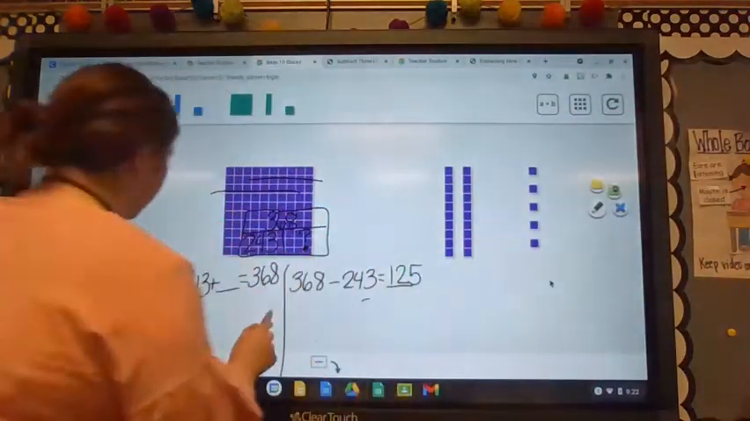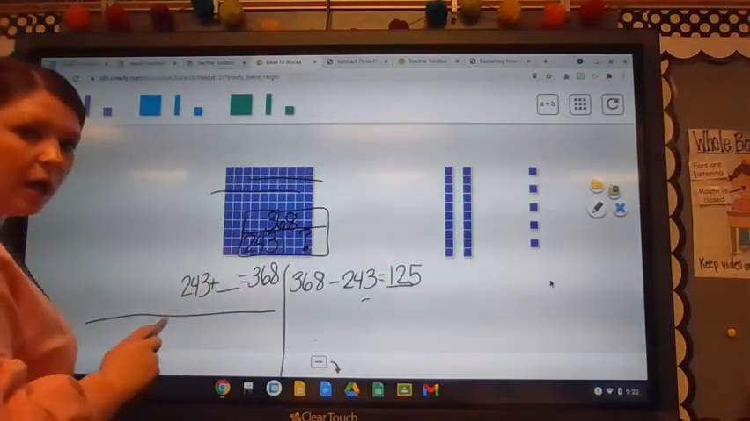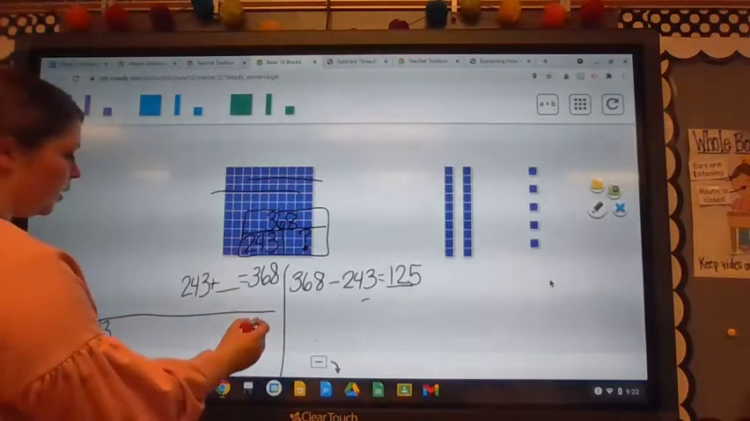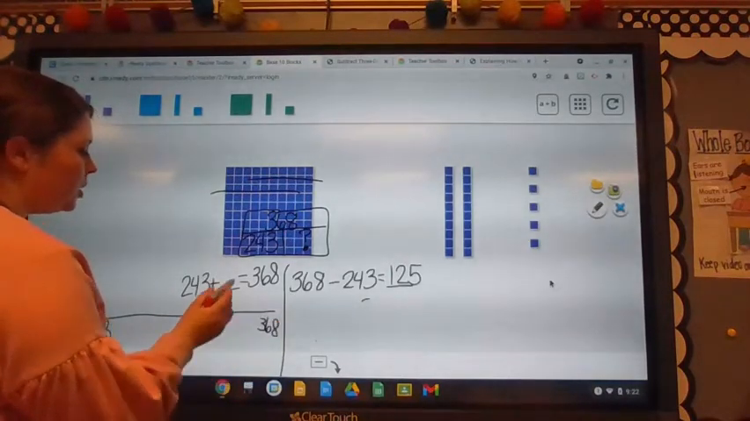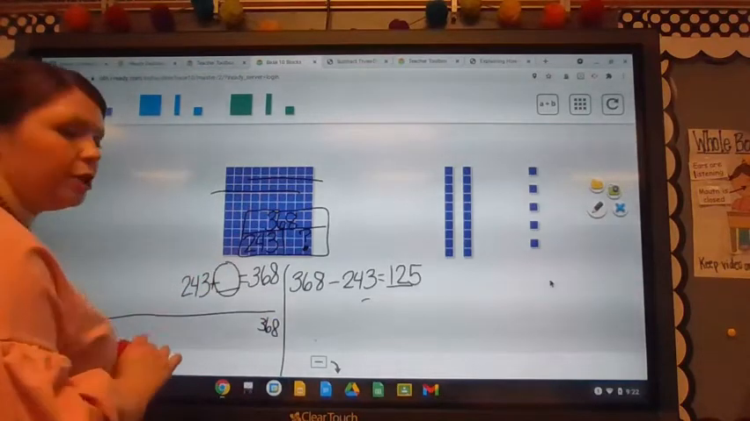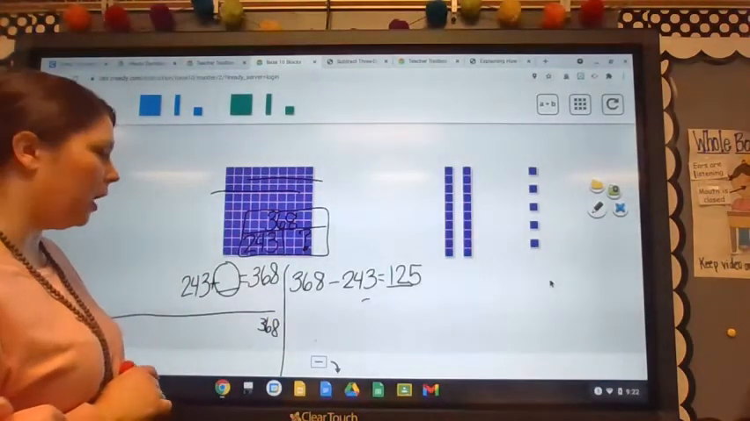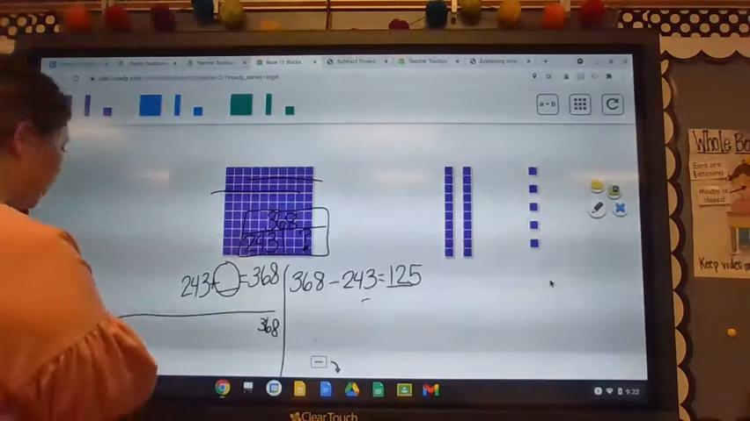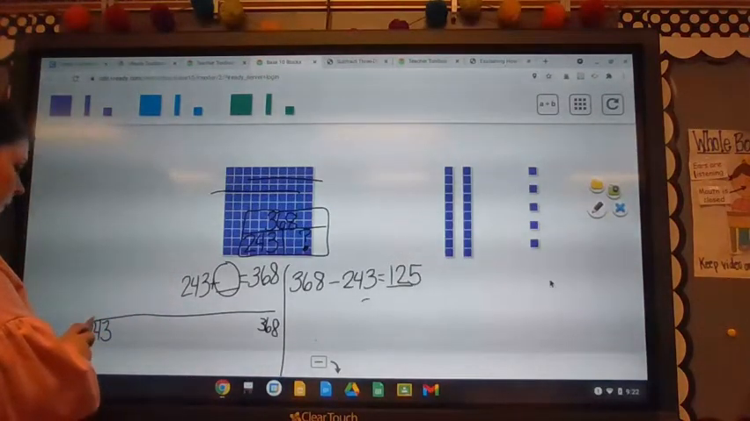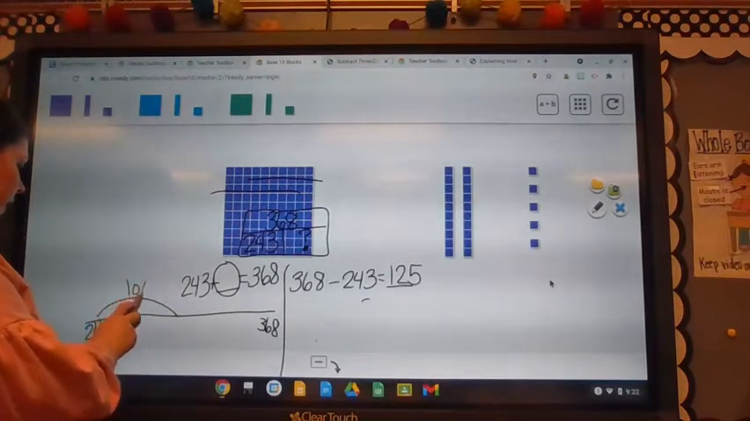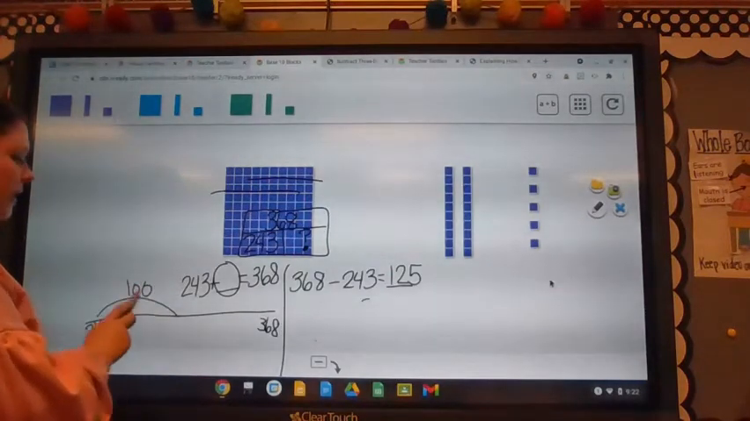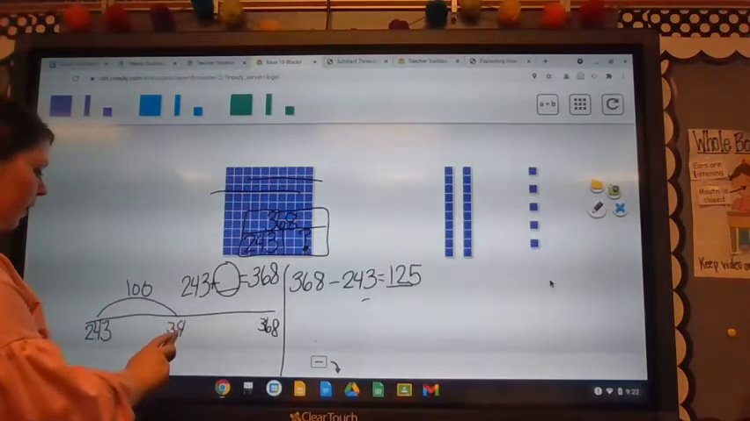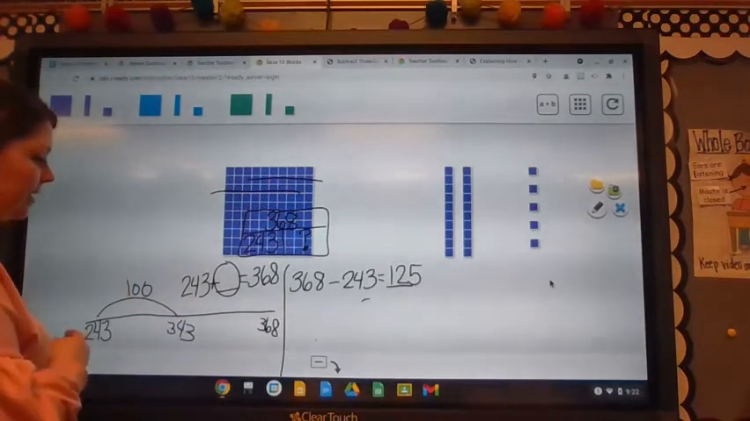All right, so let's check it with adding up to find the distance. So we're going to start with 243, and we want to get to 368. Do you think that we'll still have 125 as the amount of cards that Holly has more? Let's see. So if I'm at 243, let me add 100. What's 243 plus 100? 343.